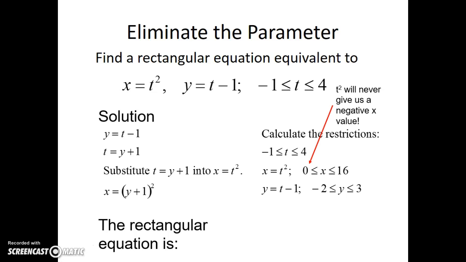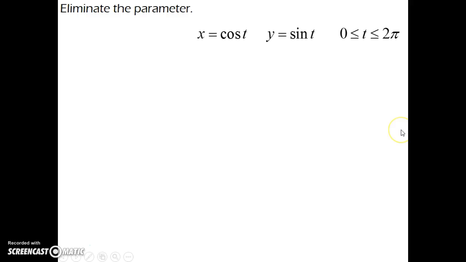So since we are talking about x values here, it's a rectangular equation. X is our independent variable. There's the domain of our function. This would be the range of this rectangular function. So don't worry about this part of it as much as being able to eliminate the parameter. Let's try it one more time.